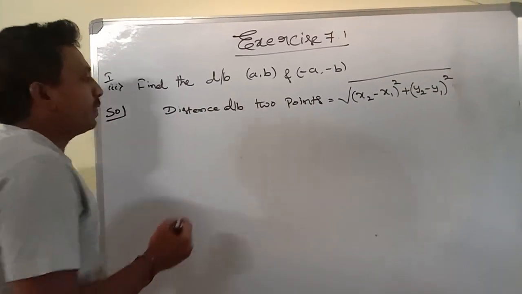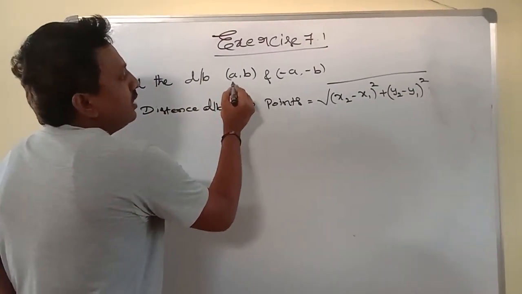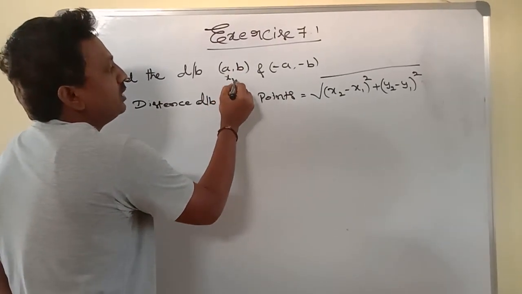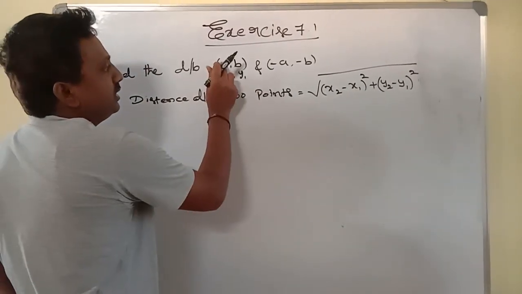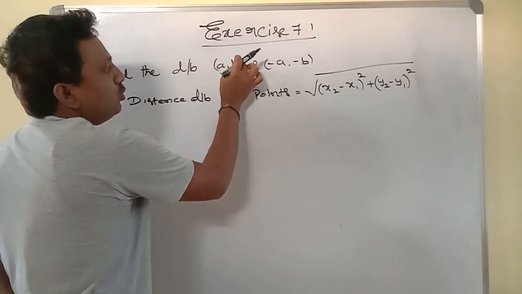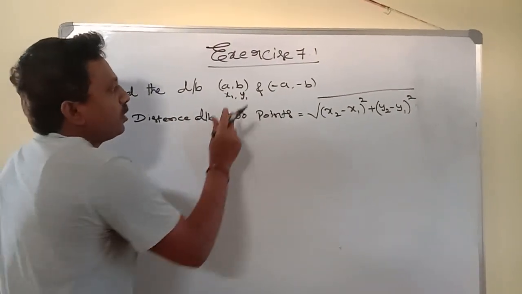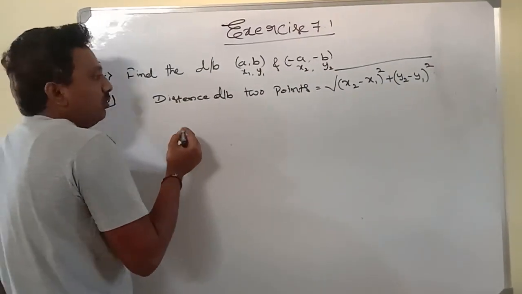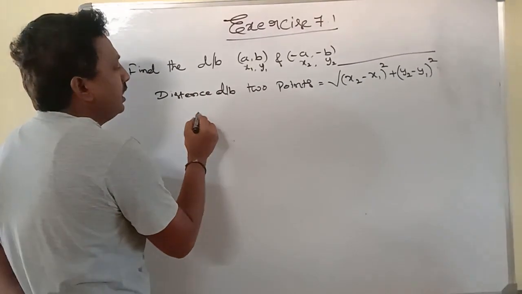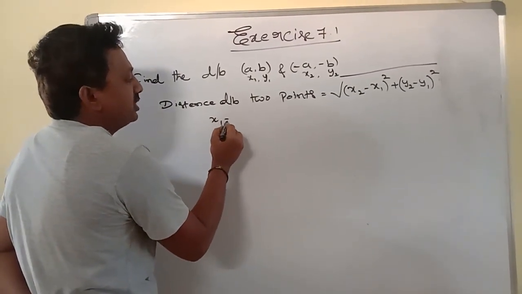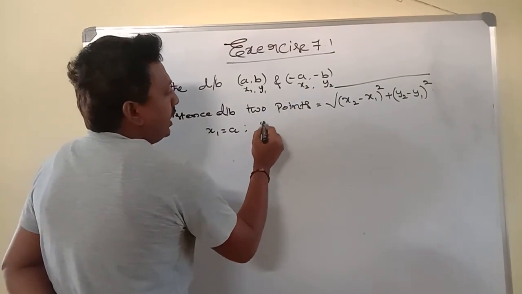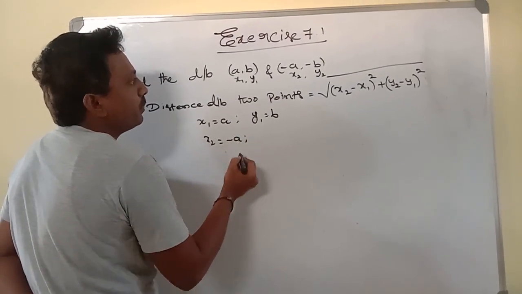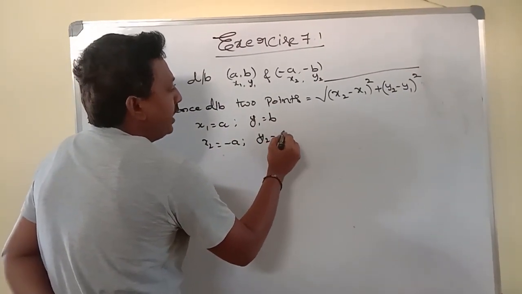And same here in this one. The first point: a is x1, b is y1. This is the x coordinate, this is the y coordinate. So x1 is a, y1 is b. This is x2, y2. If you have any confusion, first you write the coordinate points: x1 equals a, y1 equals b, x2 equals minus a, y2 equals minus b.